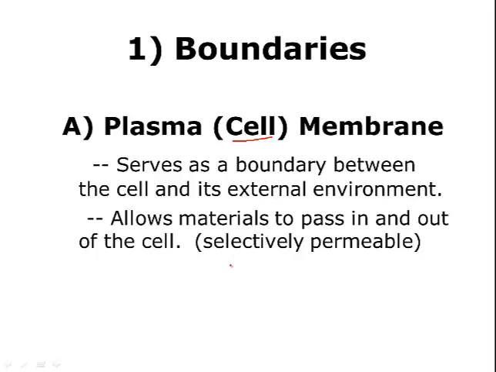So the cell membrane, the plasma membrane, is selectively permeable, so it's going to allow certain materials to pass in and out of the cell, but not just anything. So it's going to be a highly controlled process. And again, all cells have this membrane surrounding them to control what is going in and out. Your cell membrane is actually also holding in all of the cytoplasm.